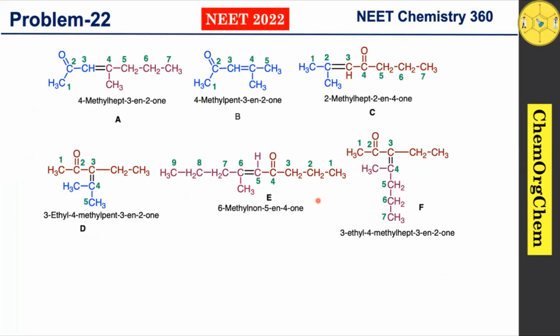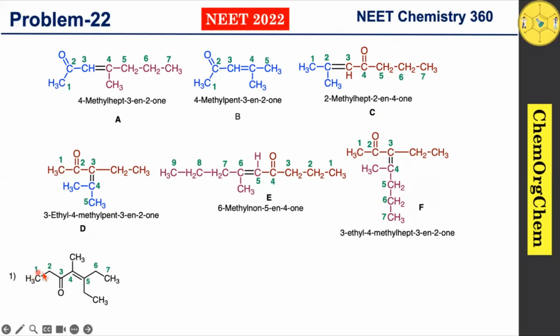Now we are going to compare all these products with our options. So this is the first option for you. It is easy to find out. You just give the names, then we can easily compare the cross-aldol products with our options. Or another way, we can easily compare the structures of the cross-aldol products with our option compound structures.